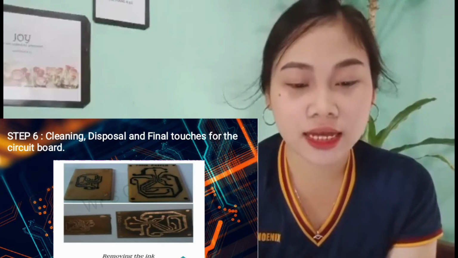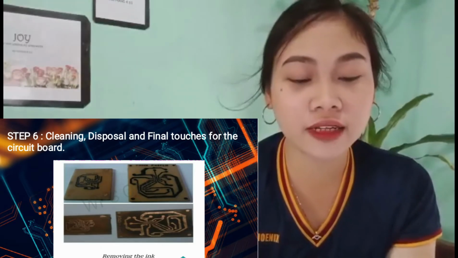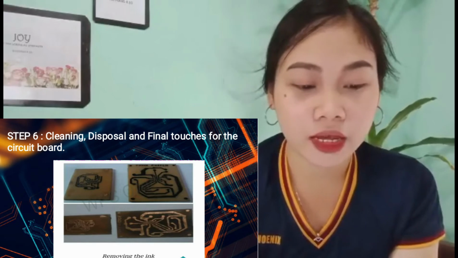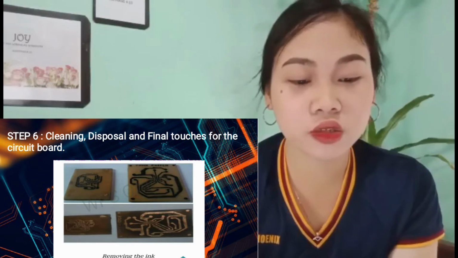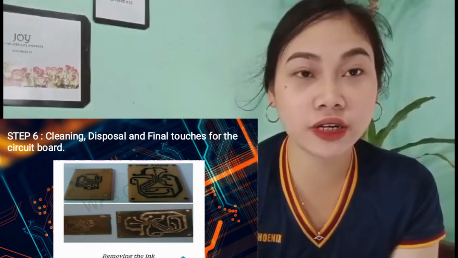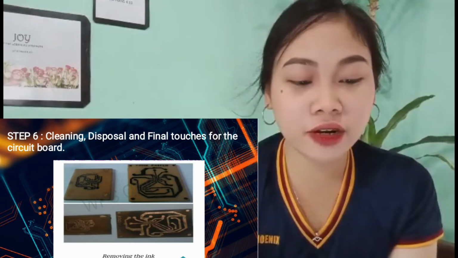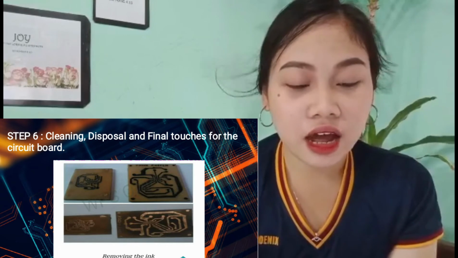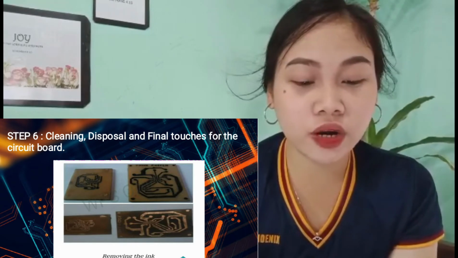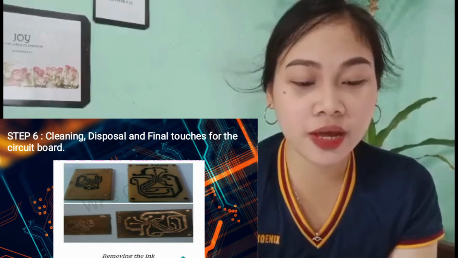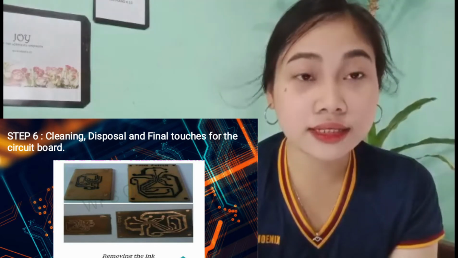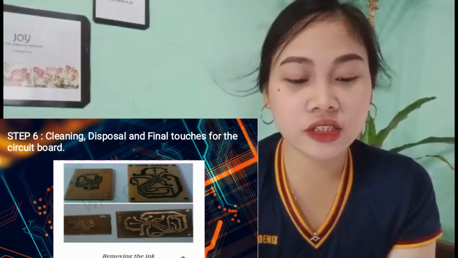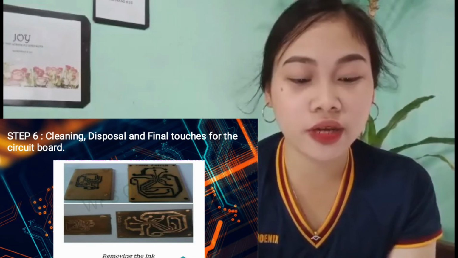Step 6: Cleaning, disposal, and the final touches for the circuit board. Be careful while disposing of the etching solution. It's toxic to fish and other water-based organisms. Don't even think about pouring it in the sink when you are done. It is illegal and might damage your pipes. Instead, dilute the etching solution and then throw it away somewhere safe.